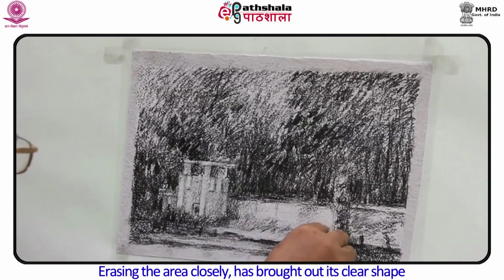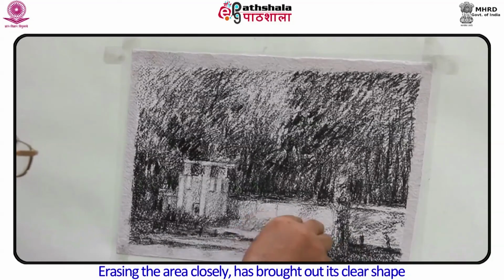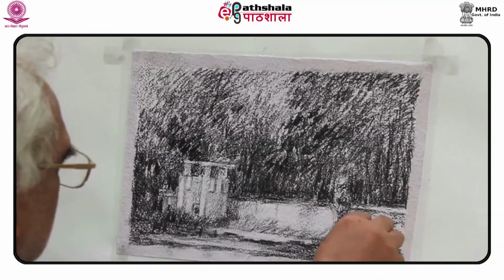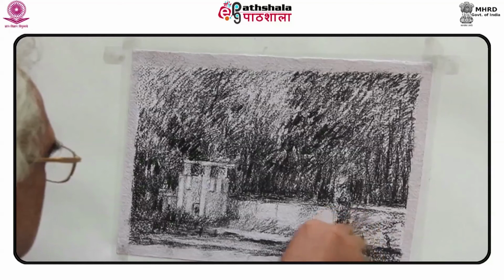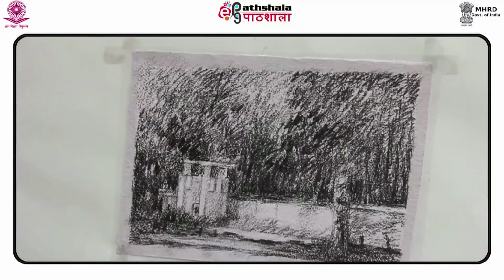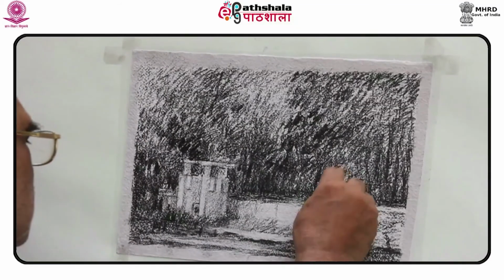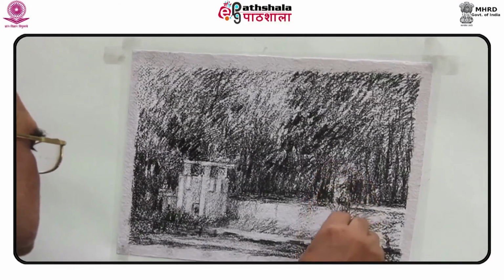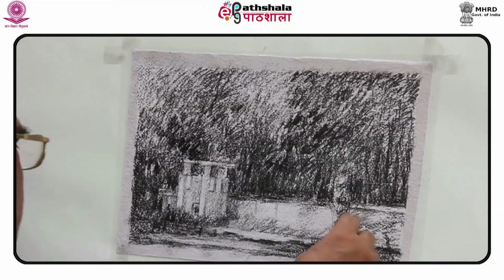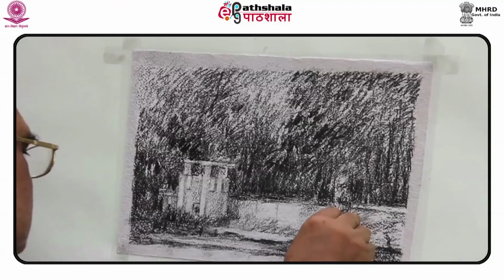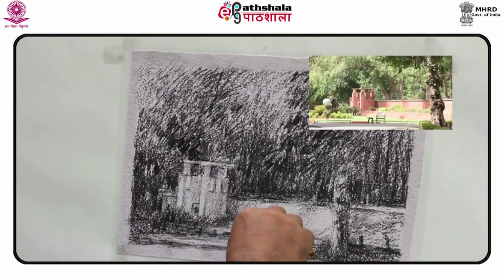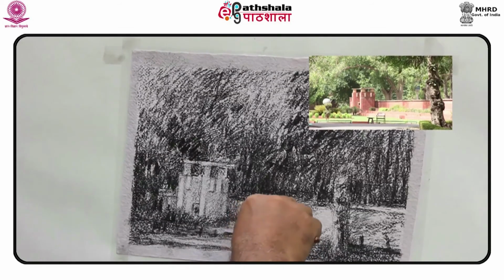Erasing the area closely has brought out its clear shape. See how by experience one can make out an impression of a stool by just two lines.